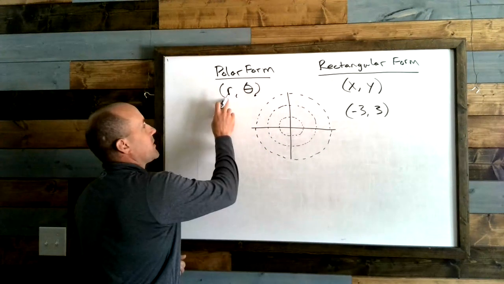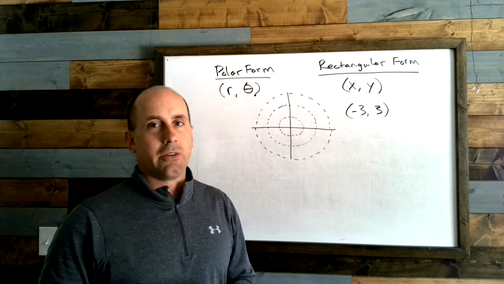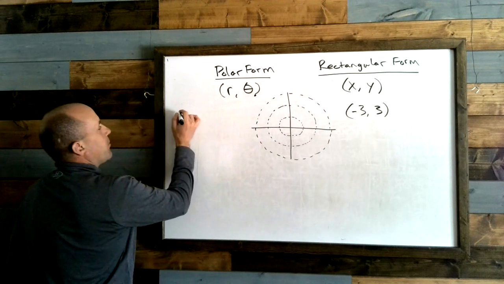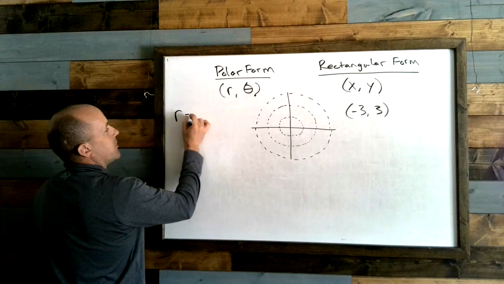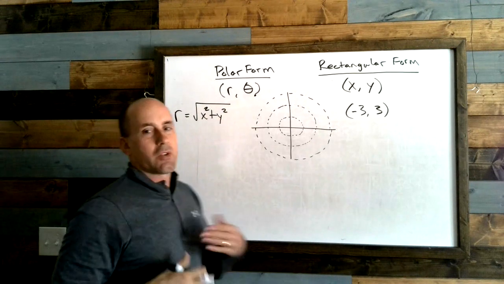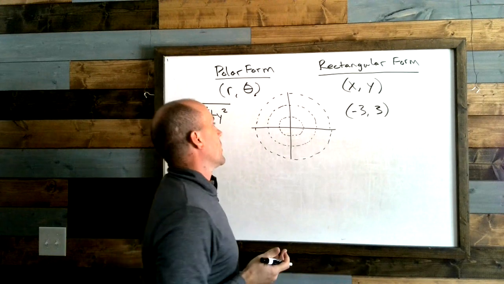The polar form gives a radius and a theta value. And you actually already know how to do this. The way that you come up with the radius is you do the square root of x squared plus y squared. So we've been doing the square root of a squared plus b squared. Same thing, just x squared plus y squared.